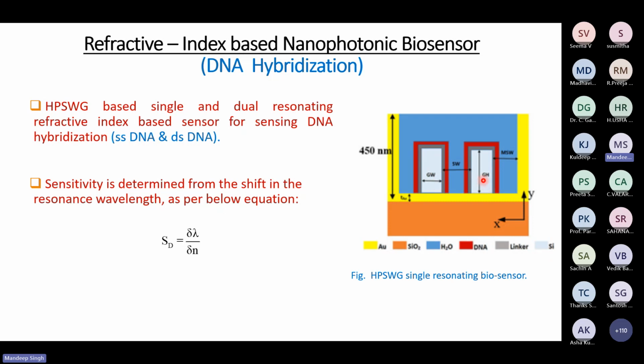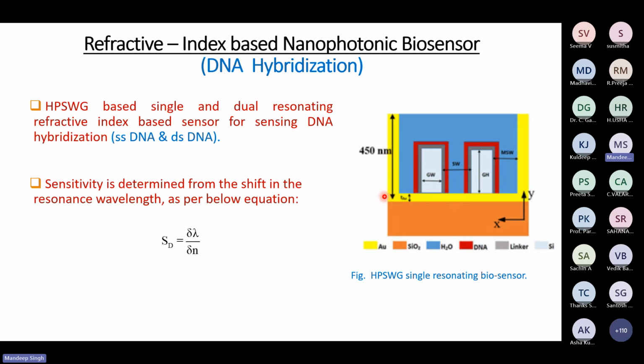Sorry, so this is silicon that is covered with the linker layers. This dark gray line is a linker layer, so that will link the DNA molecules from the H2O to your silicon waveguide. Once the linking starts to take place, the red color is nothing but your DNA. With the help of the linker, it will start covering the silicon waveguide. Okay, so this is the basic structure.